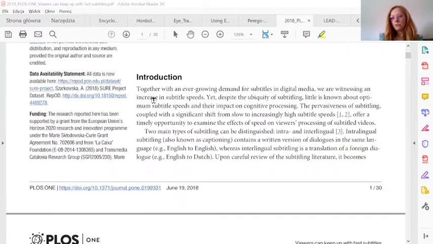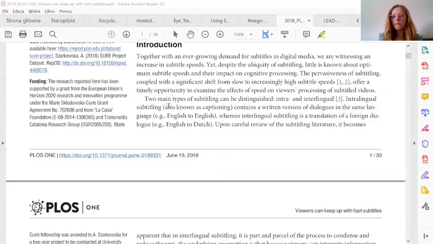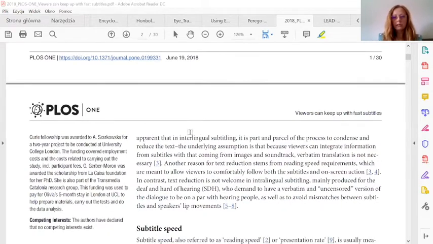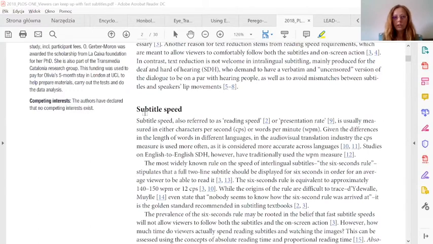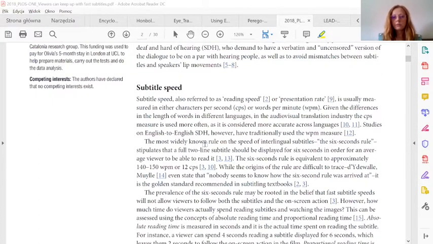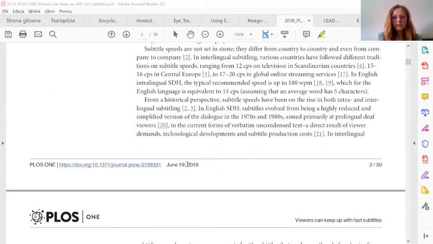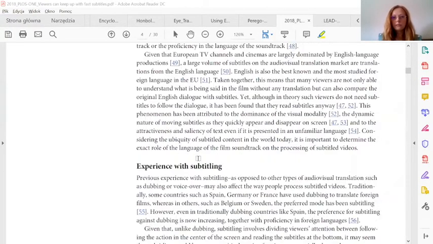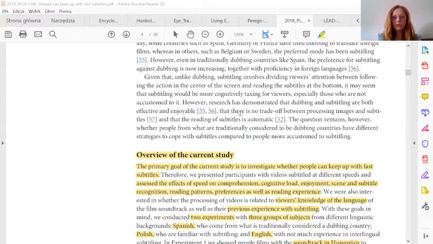Okay, skip the introduction. Probably I don't need the introduction. If I want to go into some details of the variables that they used, or the assumptions, or the hypotheses, then I can go here. For example, look at some literature on subtitle speed and previous research, right? There are subsections of this section, right? The role of film soundtrack also, etc. Experience with subtitling, all the relevant issues.